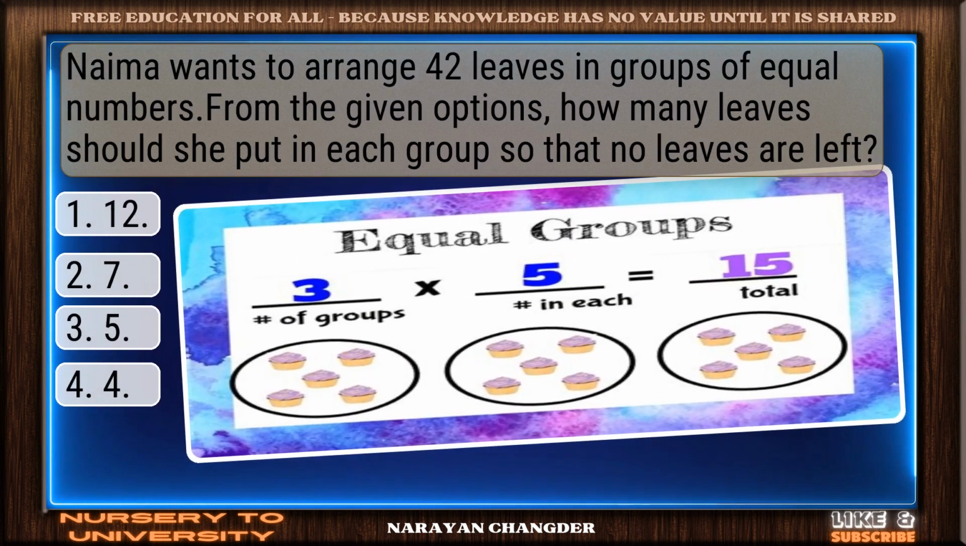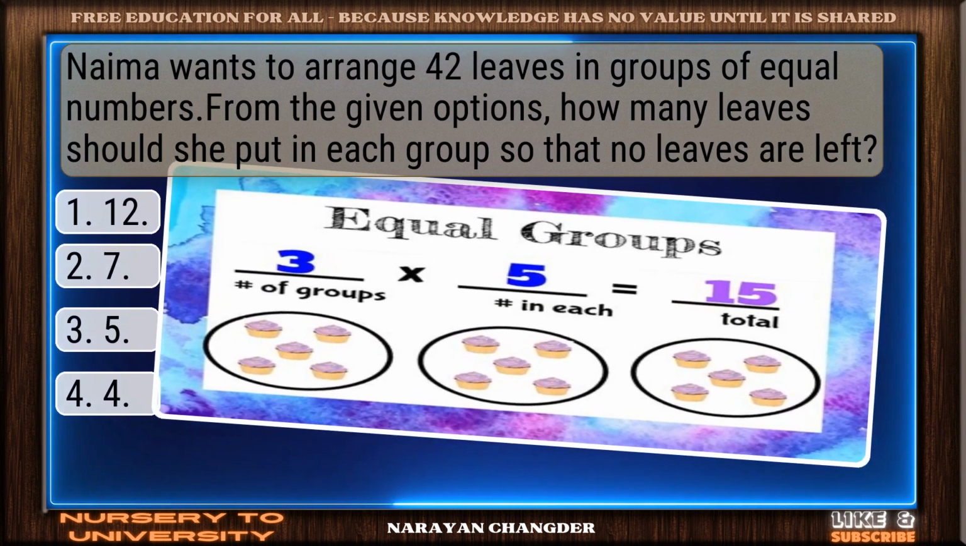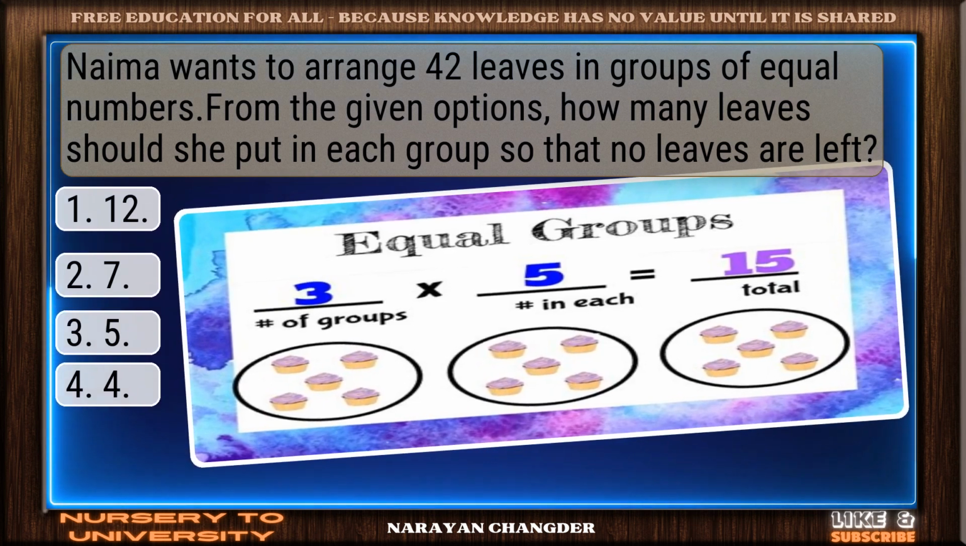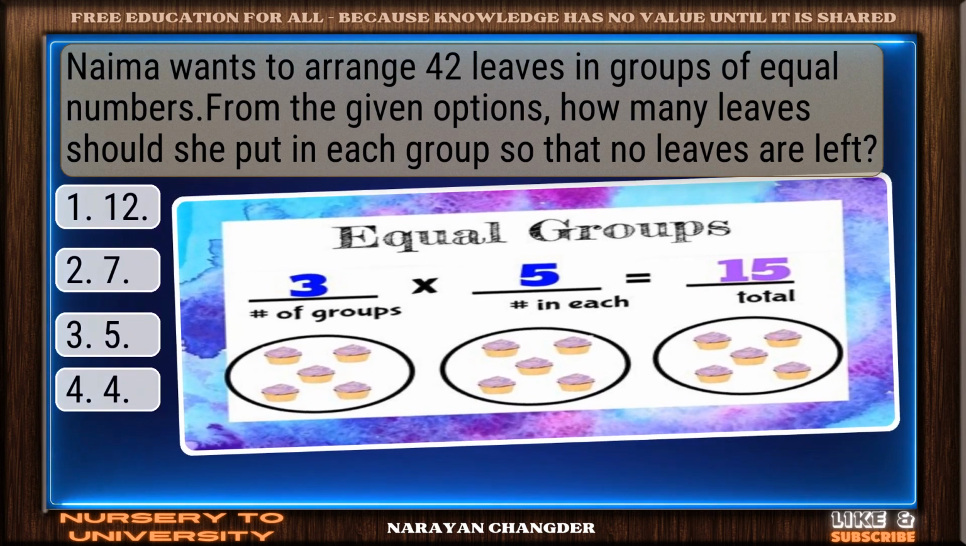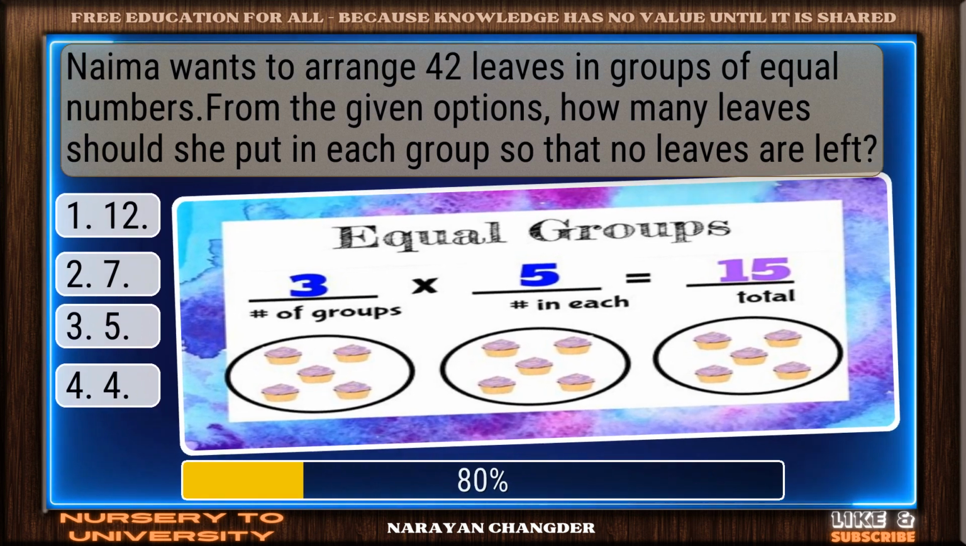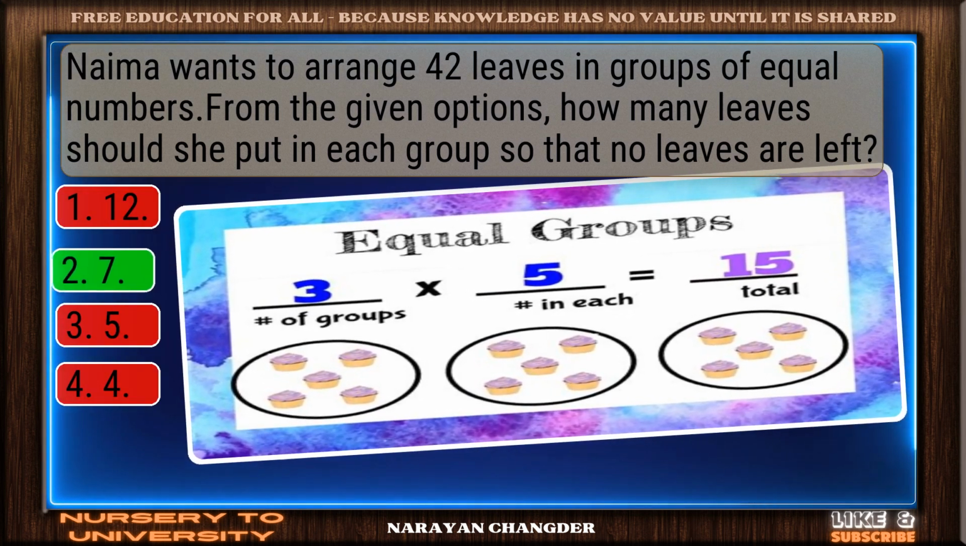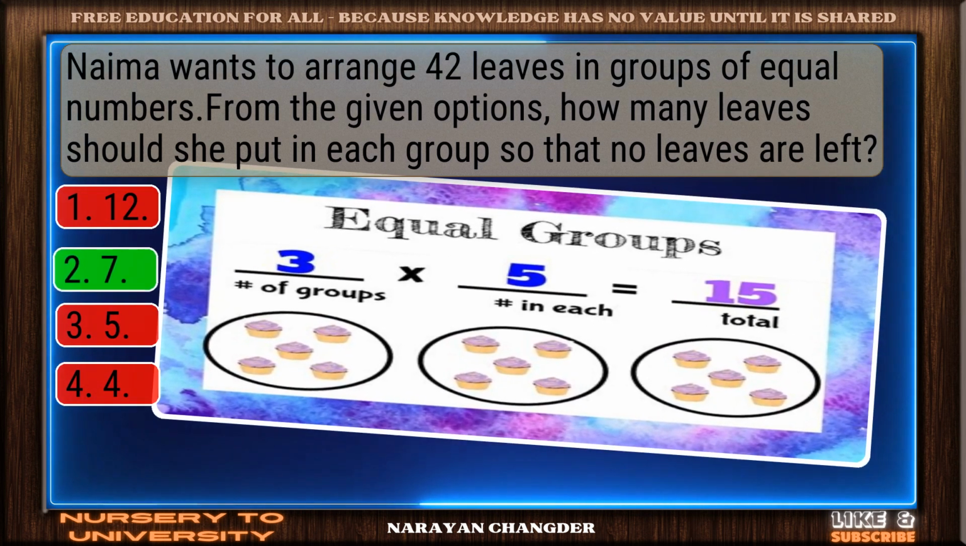Naima wants to arrange 42 leaves in groups of equal numbers. From the given options, how many leaves should she put in each group so that no leaves are left? Well done. 7 is the right choice.